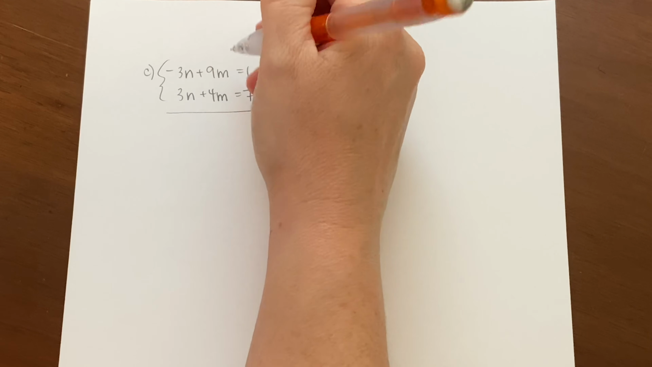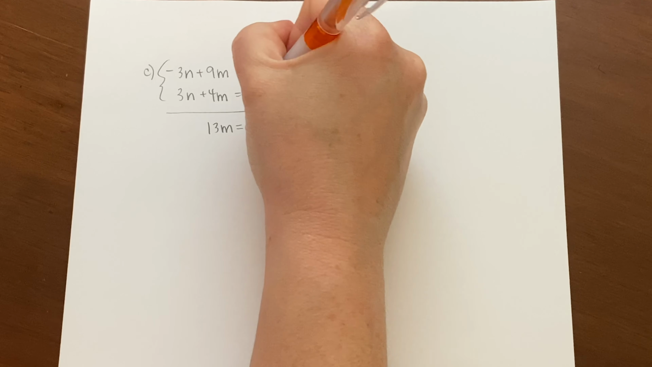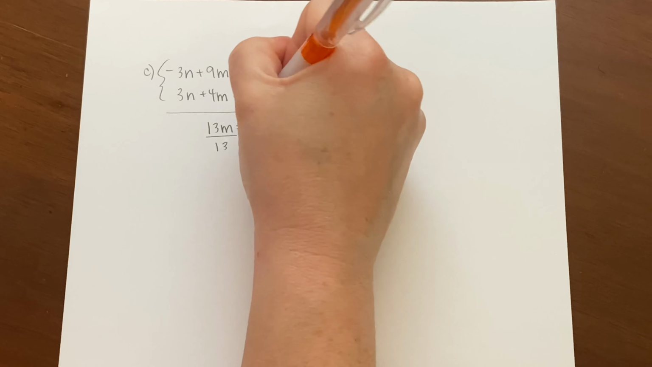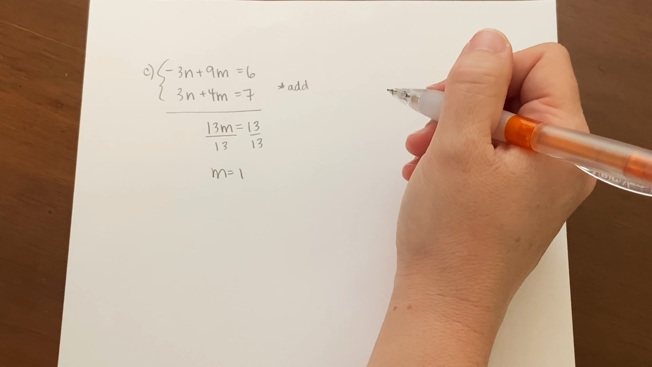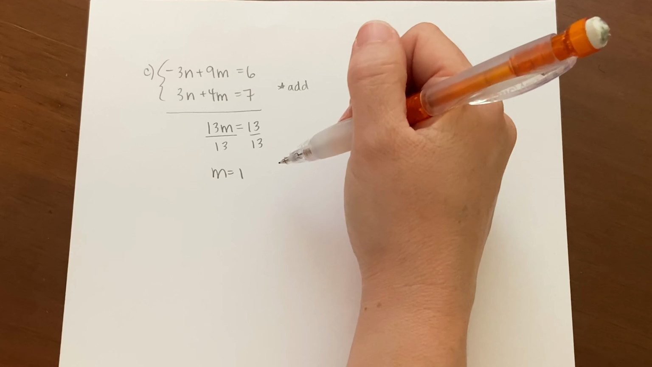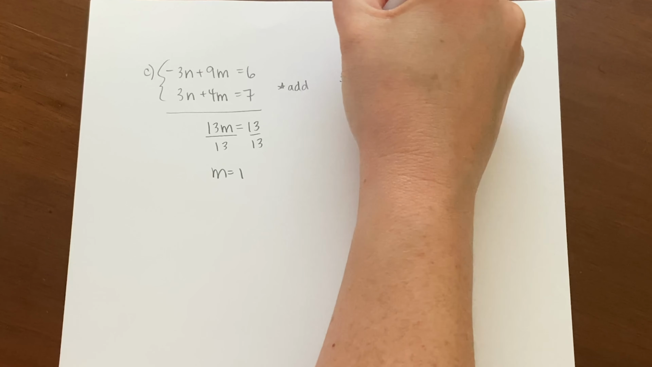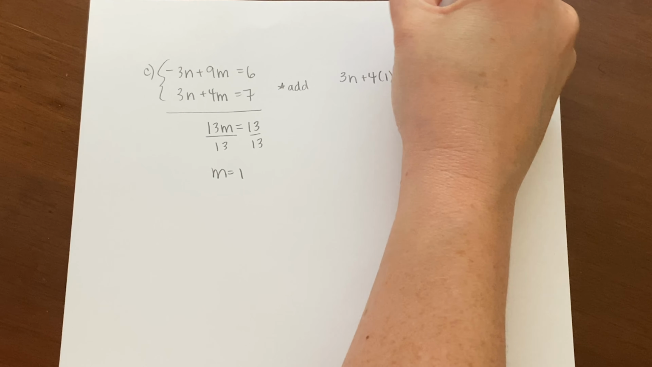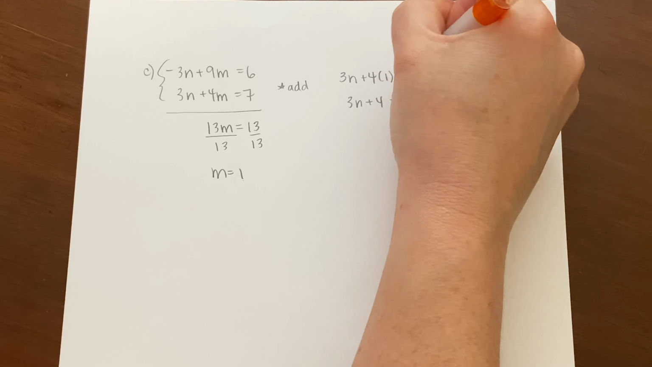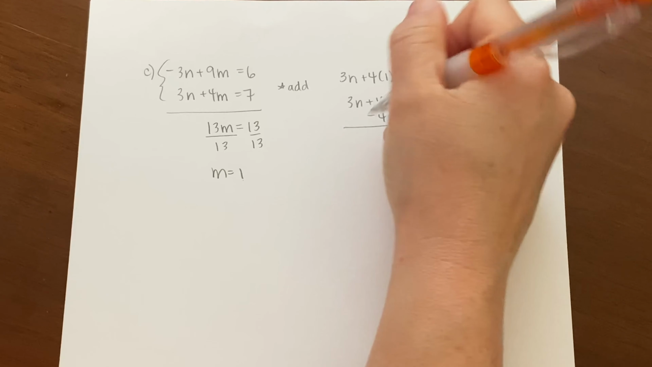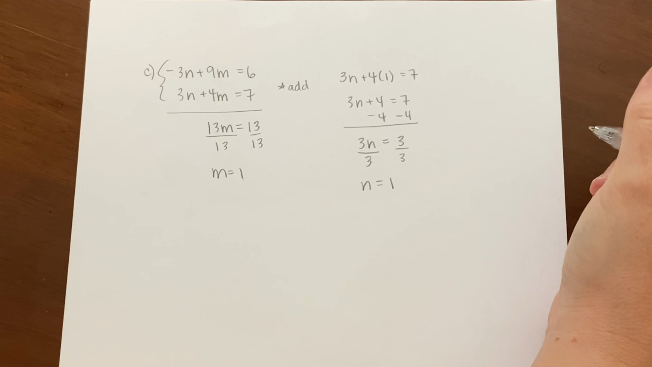Negative 3n plus 3n cancels. 9m plus 4m gives me 13m. 6 plus 7 gives me 13. So I'm going to divide both sides by 13. 13 divided by 13 gives me 1. So my m value is 1. Now I need to figure out n, so you can go back to either equation. I'm going to choose the second one. So we have 3n plus 4 times 1 equals 7, because our m value is 1. 3n plus 4 equals 7. Subtract 4. 3n equals 3. Divide by 3, n equals 1.